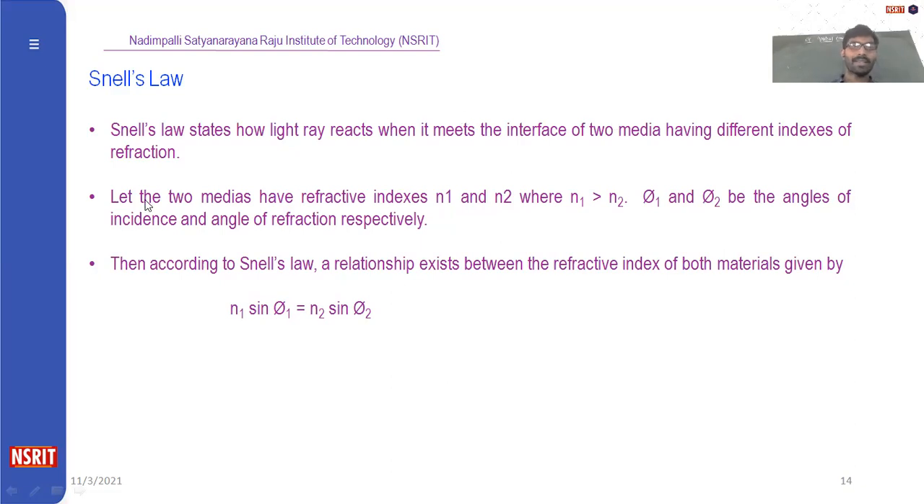Okay. Let the two media have refractive indices N1 and N2. Let N1 be the refractive index of the first medium and N2 be the refractive index of the second medium, where N1 is greater than N2. Phi1 and phi2 are the angles where the angle of incidence and angle of refraction are measured. Then according to Snell's law, the relationship between both the materials is given as N1 sine phi1 is equal to N2 sine phi2.